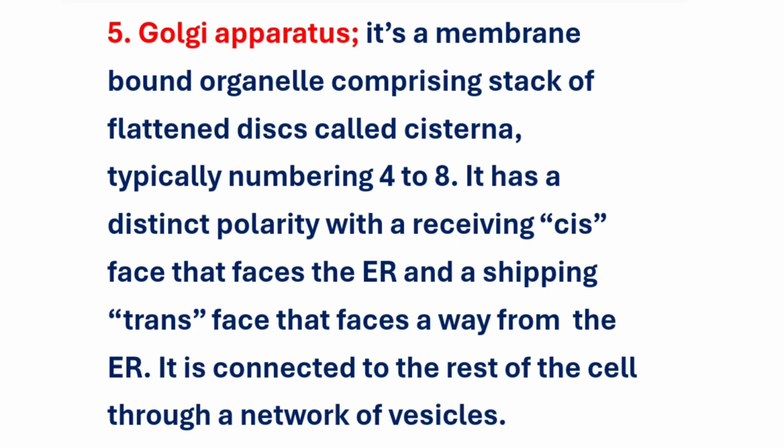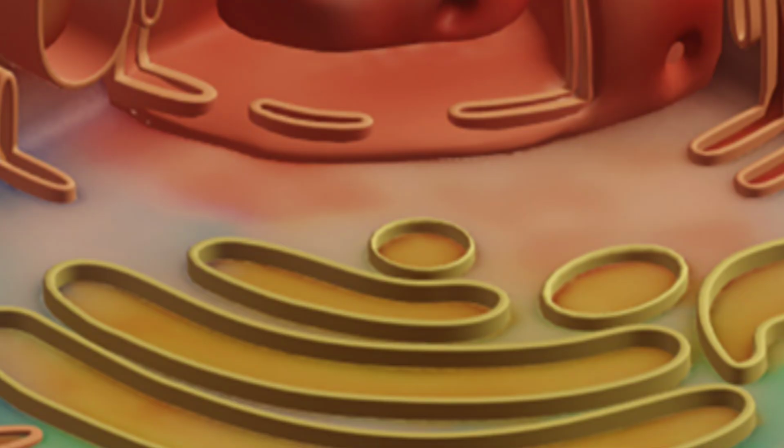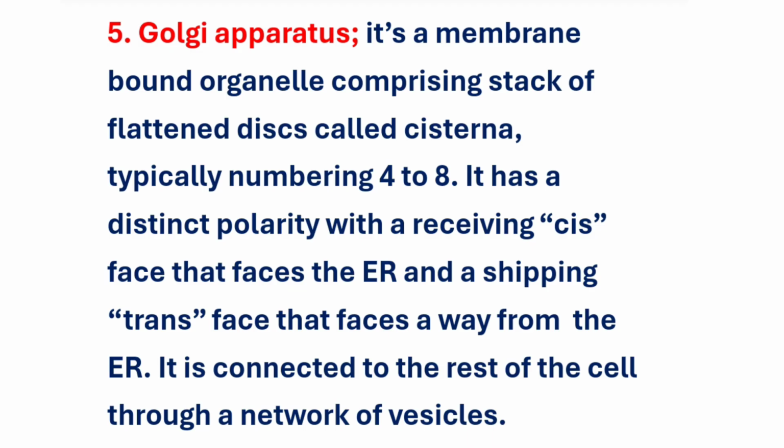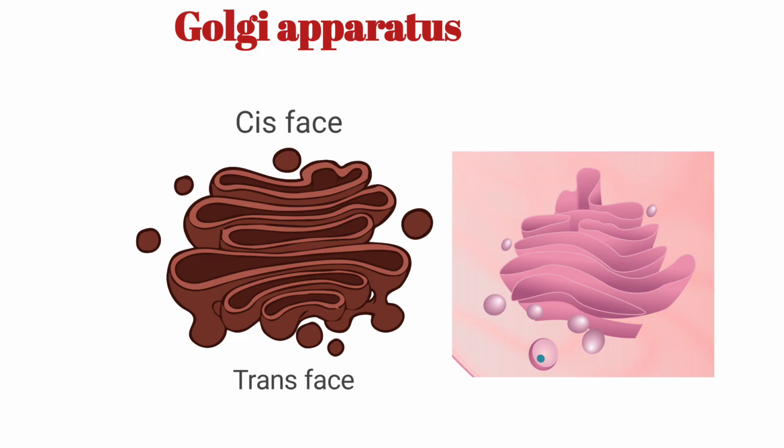Golgi apparatus is the fifth part. It's a membrane-bound organelle responsible for modifying, packaging, and transporting proteins and lipids inside the cell. Golgi is made up of a stack of flattened disc-shaped sacs called cisternae, typically numbering from 4 to 8, though this can vary. It has a distinct polarity, with the receiving cis face, which is convex and faces the endoplasmic reticulum, and a shipping trans face, which is concave and faces away from the endoplasmic reticulum.